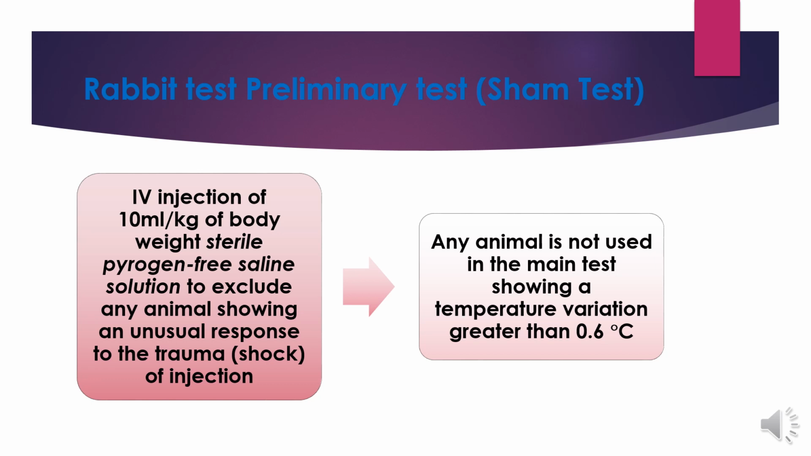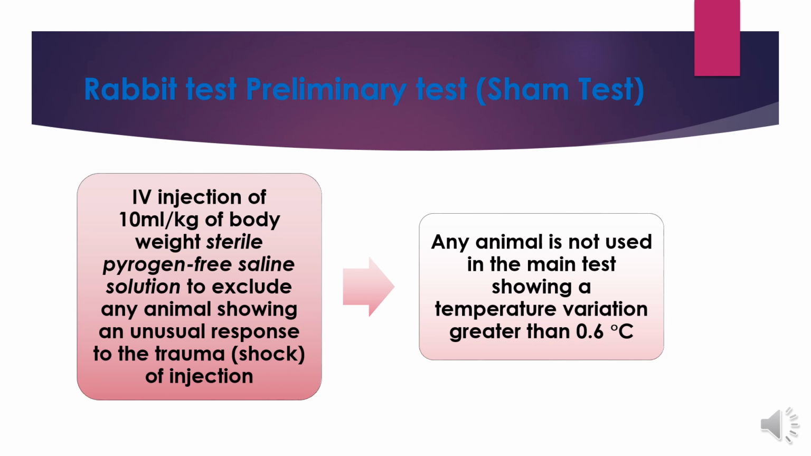It means that if only the injection trauma is causing a rise in the temperature of the rabbit up to 0.6 degrees centigrade, then those rabbits are excluded from the test, because the confirmed sample applied is pyrogen free, so it shouldn't cause any rise in body temperature of up to 0.6 degrees centigrade. So if any rabbit is still showing a rise that is up to or more than 0.6 degrees centigrade, it is excluded from the main test.